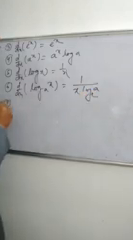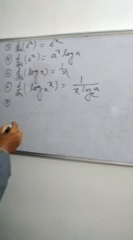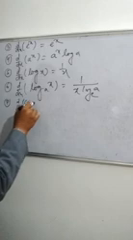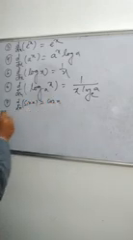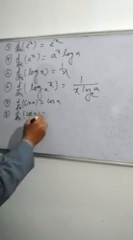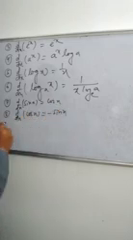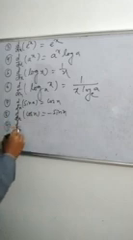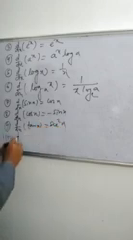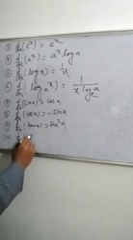Similarly, the trigonometric formulas. The derivative of sin x is cos x. The derivative of cos x is minus sin x. Number 9: the derivative of tan x is equal to sec square x. Number 10: the derivative of cot x is equal to minus cosec square x.